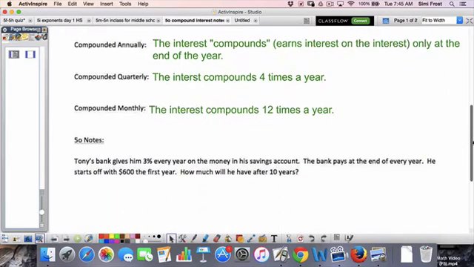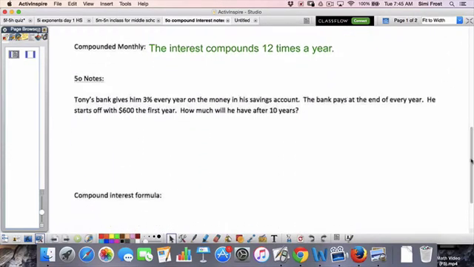All right, so let's get into this problem here. Tony's bank gives him 3% every year on the money in his savings account. The bank pays at the end of every year, so we're going to do this annually at first. He starts off with $600 the first year. How much will he have after 10 years?